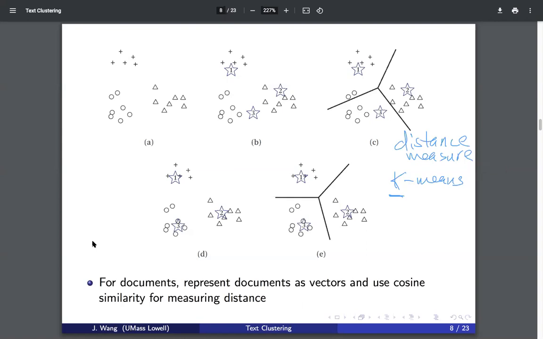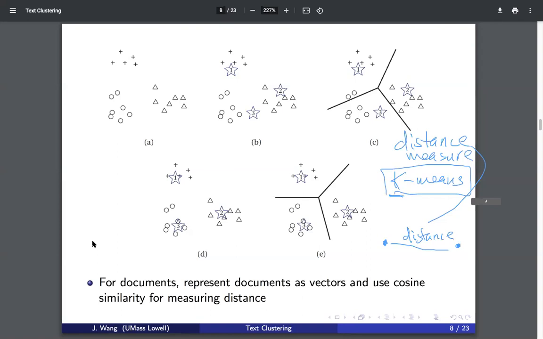Distance measure, of course, measures how far apart two objects are. The opposite of a distance measure is a similarity measure. Distance is symmetrical, and similarity is also symmetrical. For a distance measure, you have two objects, and I can compute the distance between them. For instance, if you have a vector representation for an object, then you can use the Euclidean distance measure to measure how far apart these two objects are. Then you can do k-means.